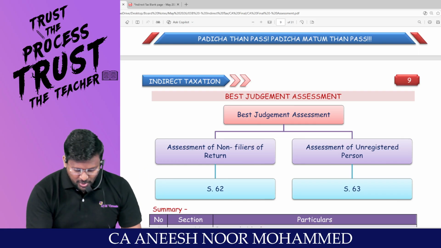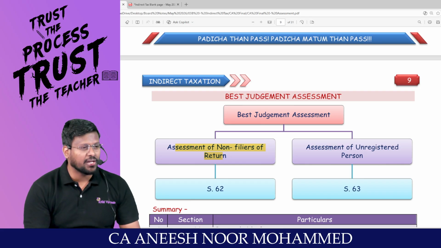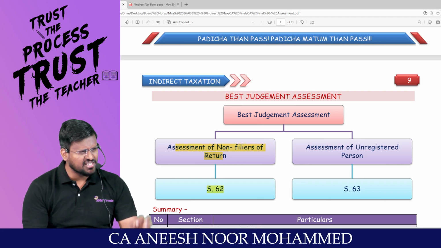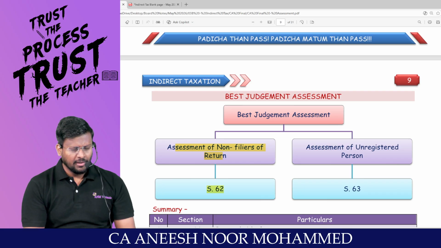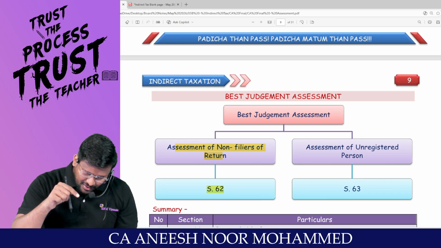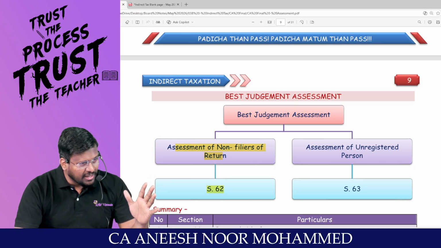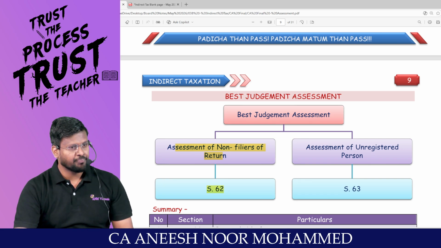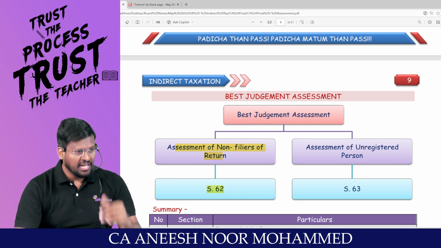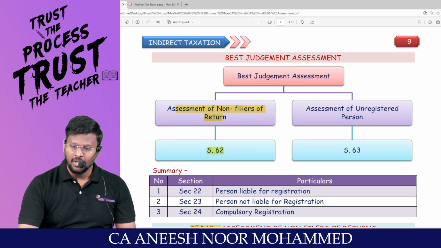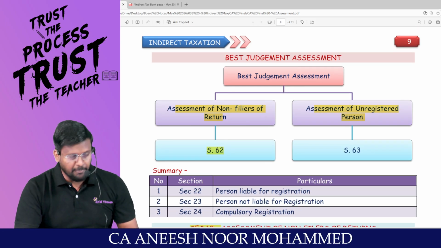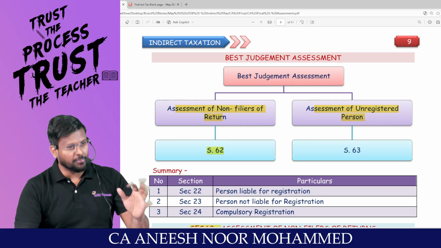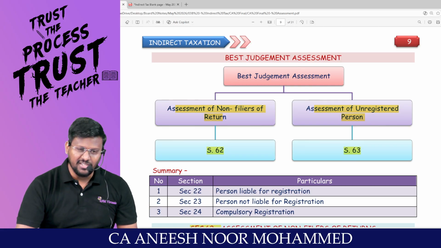So my dear lovable students, assessment of non-filers of return under section 62. That means this guy has taken registration, but will not file the return. So section 61 is impossible, in the sense that scrutiny of return is not possible. Section 63 is the most super one: assessment of unregistered person.